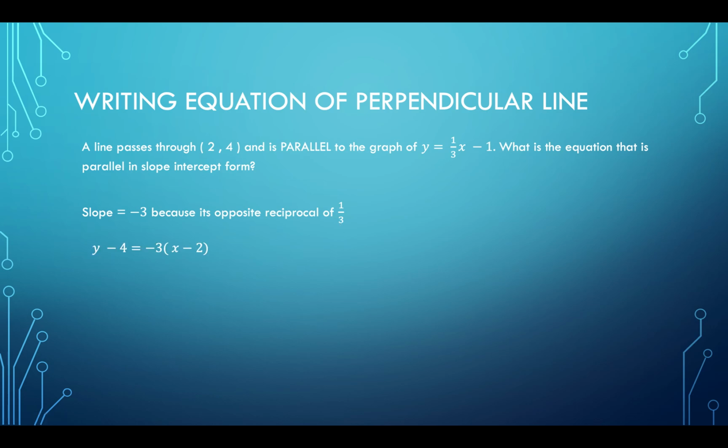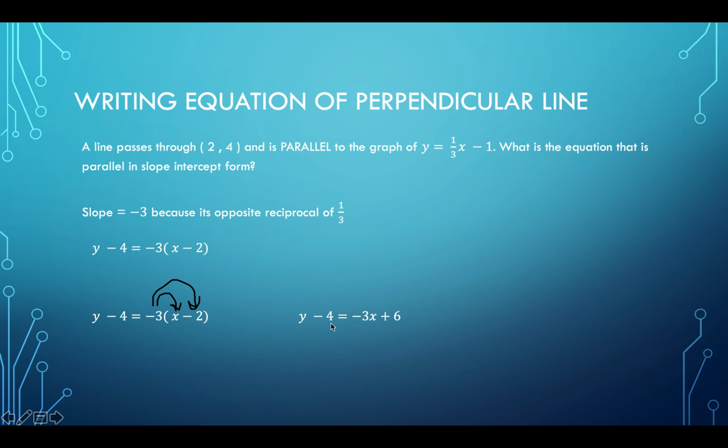We're going to go ahead and plug into point slope form. So we're going to get y minus 4 is equal to negative 3, and then in parentheses we have x minus 2. Our next step is to distribute that negative 3. And then once we do that, we get y minus 4 is equal to negative 3x plus 6. How did we get the plus 6? Well, we did negative 3 times negative 2.